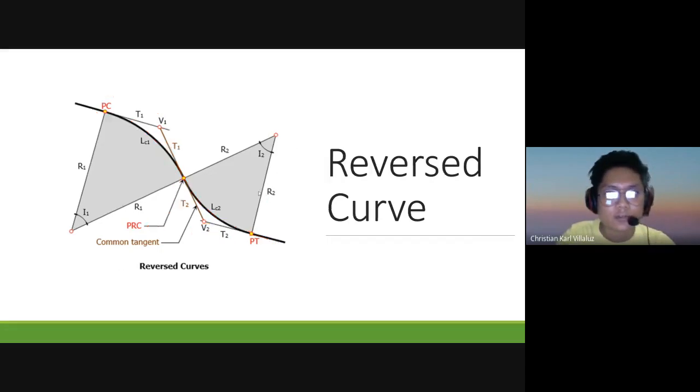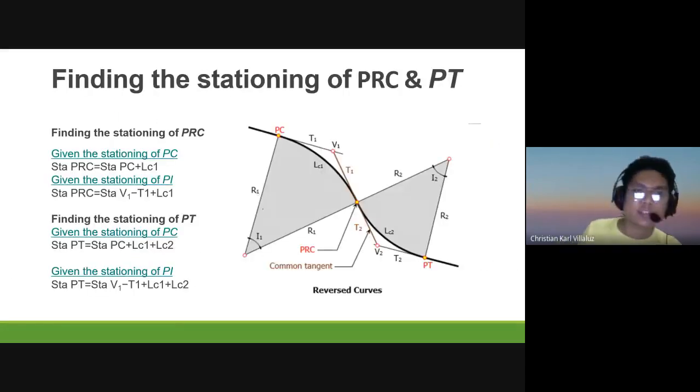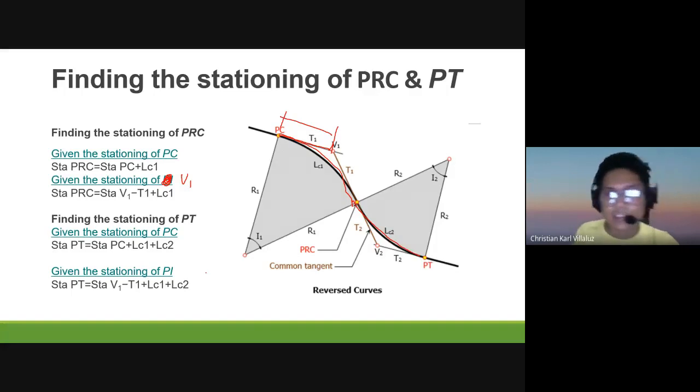So, finding the station of PRC. So, kung given yung stationing ng PC, same solution dun sa compound curve, add LC1. Kung given yung stationing ng vertex 1, isubtract mo yung T1, itong T1, then add LC1 and LC2 kung hanggang PT. Kung PT yung pinapahanap. So, ganun lang ulit, class. Subtract T1 kung galing sa vertex 1. Okay?